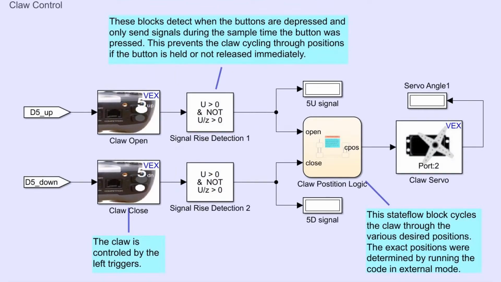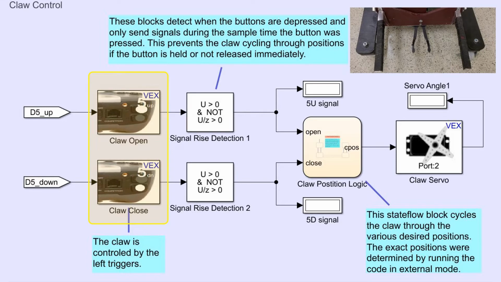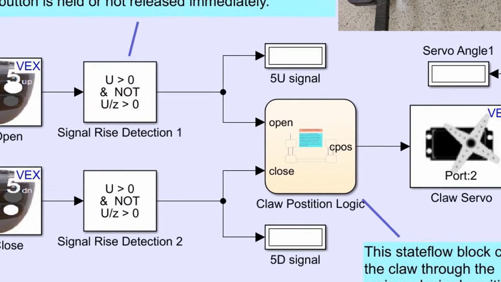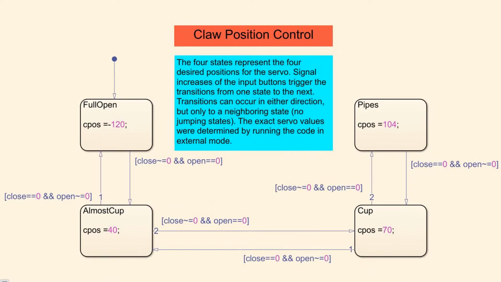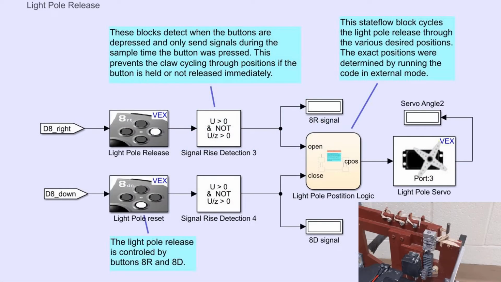The claw servo is operated by 2 digital buttons that move it consecutively through 4 predetermined positions. To prevent accidentally cycling past a position, the claw only moves once per button press. The servo positions are assigned in a stateflow block and were determined by running the code in external mode. The light pulse servo control is very similar to the claw control.